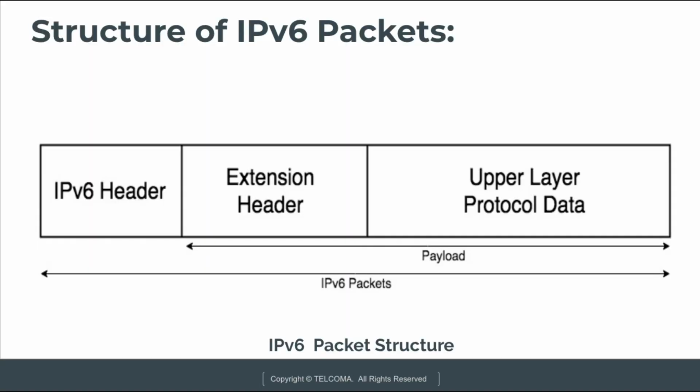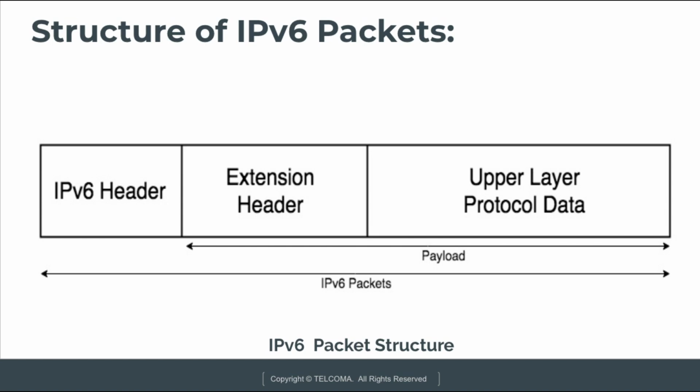The next we are going to discuss about the structure of IPv6 packet. So the IPv6 packet consists of IPv6 header, extension header, and the upper layer protocol data. So IPv6 header contains the basic information like the source address, the destination address, the header length, etc. Whereas the extension header will contain the additional information like the hop by hop option, destination option, router header, etc. And here in upper layer protocol data, the information of the user is added in this block.